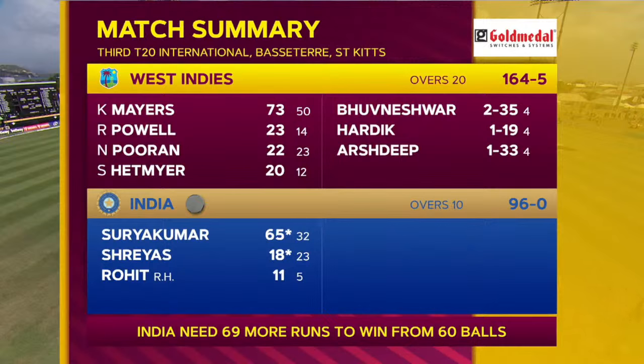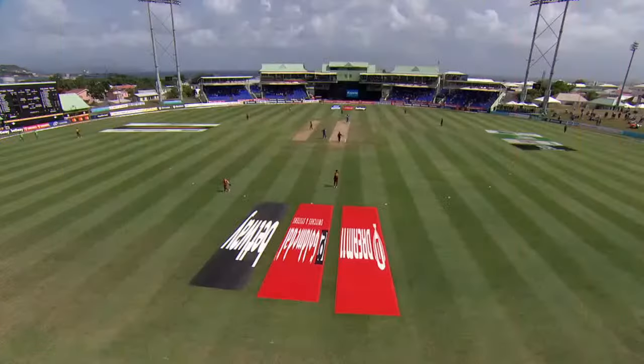India, at the halfway stage of their allotment, 96 without loss. And this partnership is 77 off 52. A reminder, Rohit Sharma, the captain, retired hurt on 11 from just 5 deliveries. And it means that India needs 69 from 60 balls with all 10 wickets in hand.